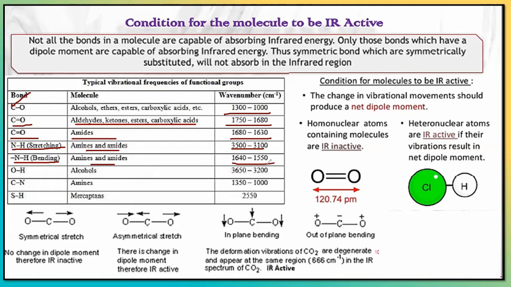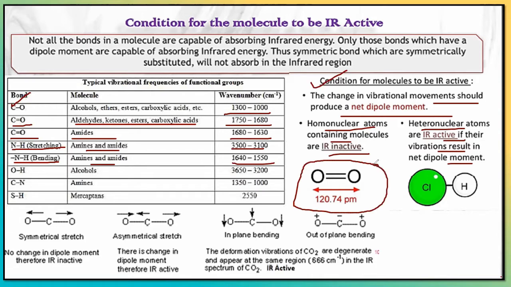Now, what are the conditions? Let's check it out. The change in vibrational movements should produce a net dipole moment. Homonuclear atoms are IR inactive. Heteronuclear atoms should be IR active, because they are supposed to have a net dipole moment. For example, O2, where both are oxygen, is IR inactive, whereas HCl is definitely IR active.